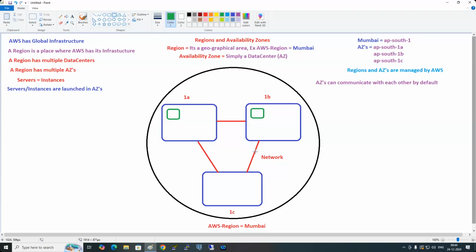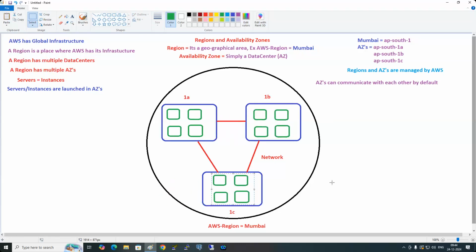So what is the harm of launching all 10 EC2 instances in 1A? There is no harm. Just in case 1A goes down, that means all your 10 EC2 instances are gone or not? Yes. For that reason, it's always better to distribute your EC2 instances across availability zones. You getting it? Okay. So we can launch EC2 instances like this. You're getting it now?